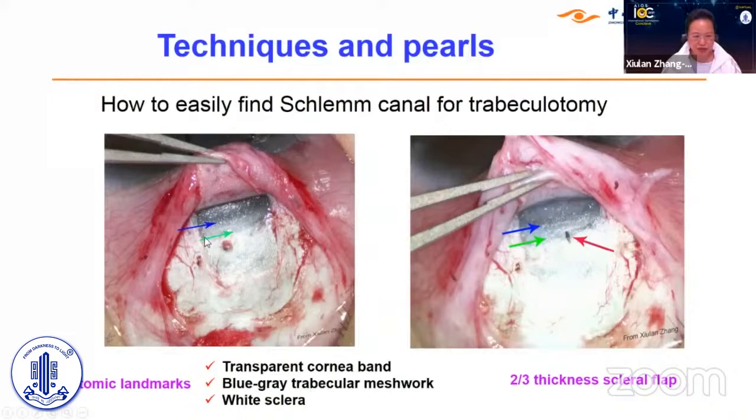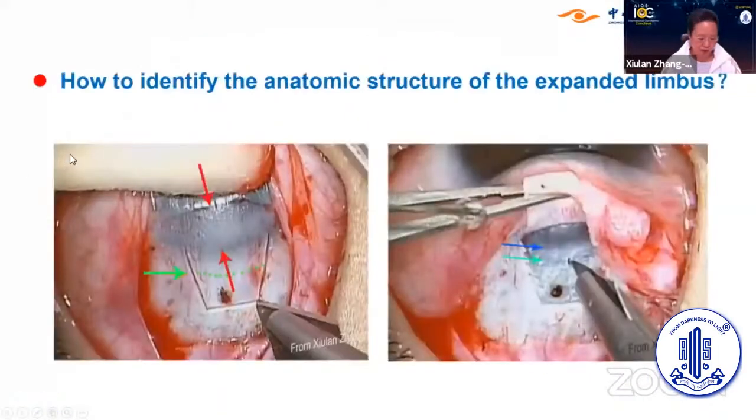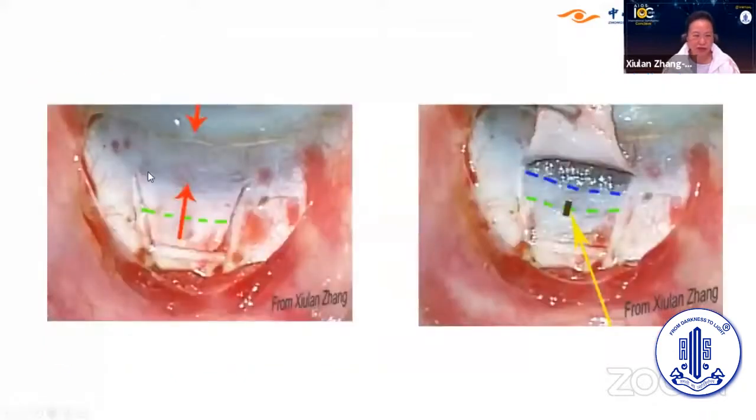Schlemm's canal is just right on the line the green arrow refers to. And we cut here, so you can easily find the cut end of Schlemm's canal. The big eyeball is often seen in children. Then how to identify the anatomical structure of the expanded limbus? We should make the incision behind the expanded limbus and then find the structure.